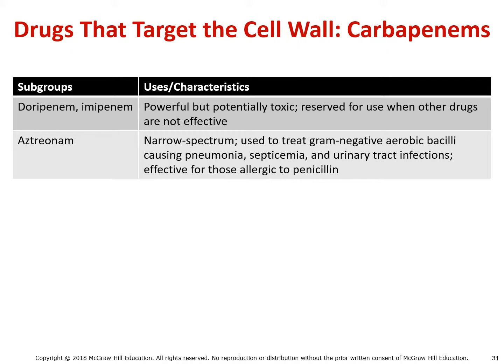There are also some other categories like carbapenems that target cell walls. Carbapenems are very powerful but also very dangerous. And so the idea is carbapenems are that last line that we reserve for only those situations where we have no other choice.